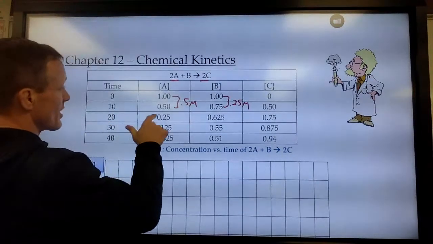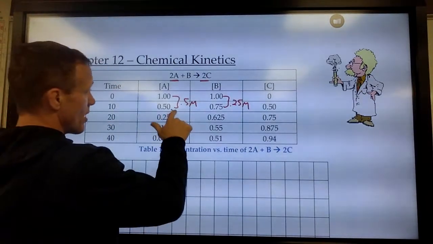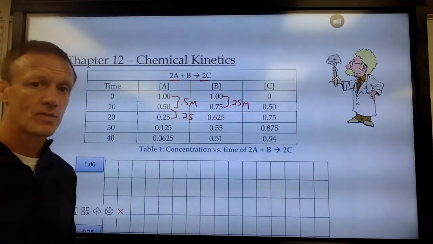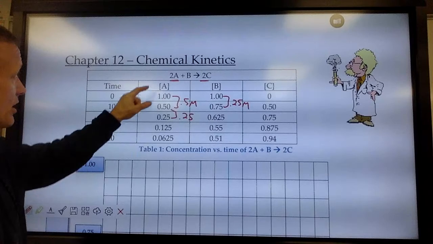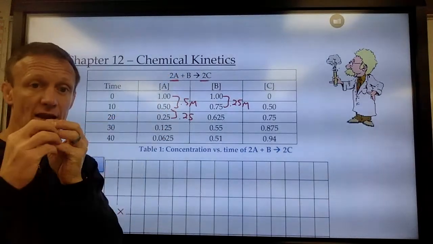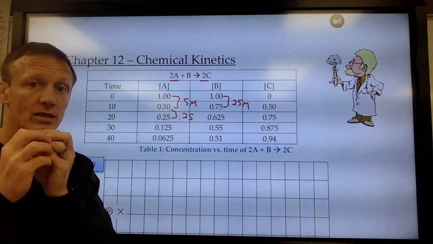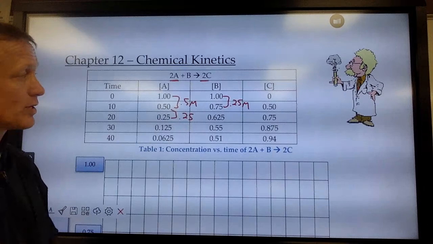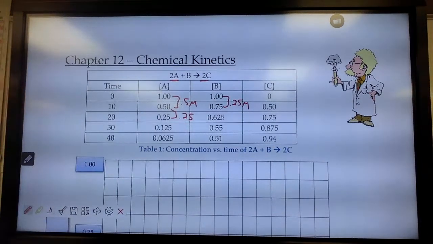Notice the second 20 seconds. This only went down by 0.25 molar, so the reaction is slowing down. Generally that happens. These molecules are becoming less and less concentrated, so that means their chance of colliding is less, chance of reaction happening is less. So this reaction is slowing down as we go.